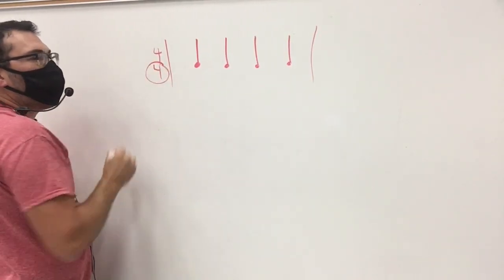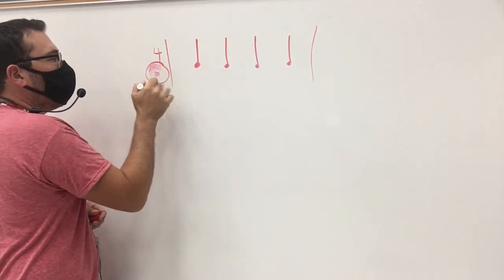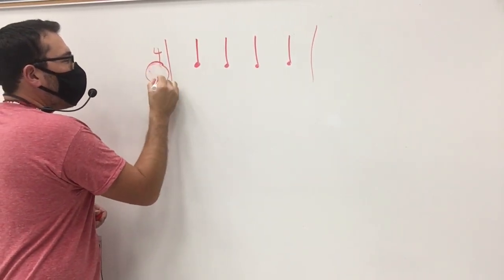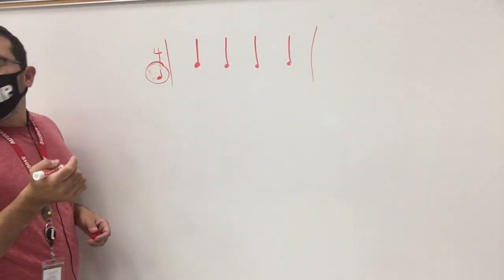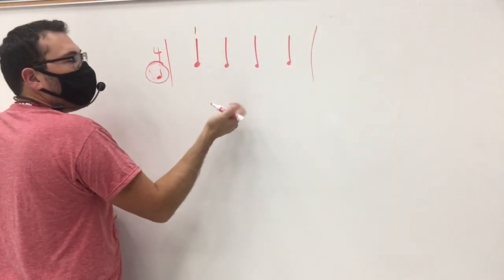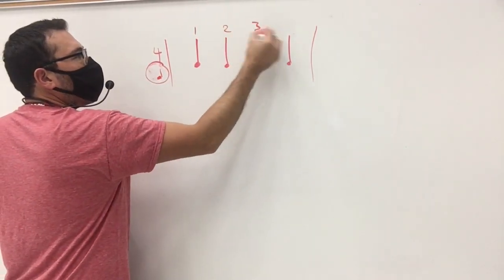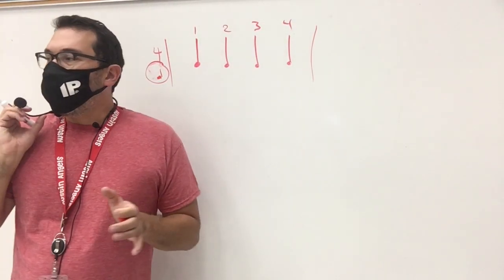Remember, the bottom number tells you what it is. 4 represents quarter notes, so you might as well think 4 quarters. 1, 2, 3, 4 quarters, right? So let's label this. 1, then what? 2, 3, 4. Easy.